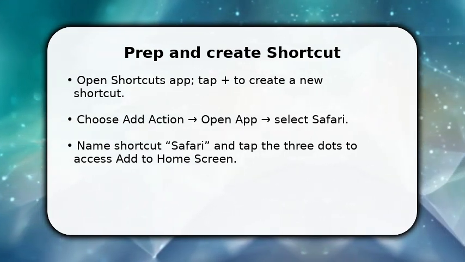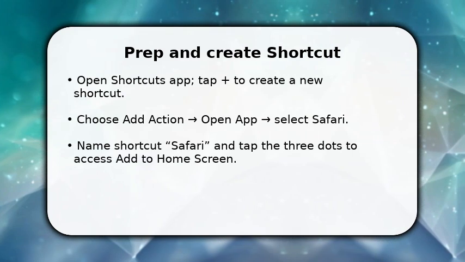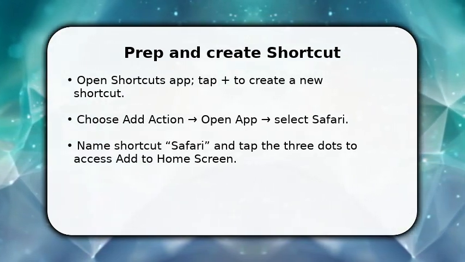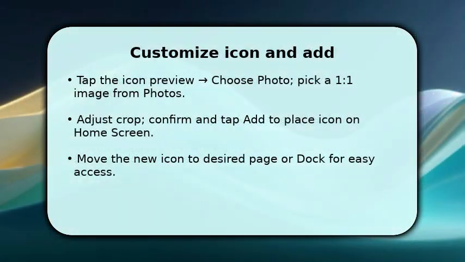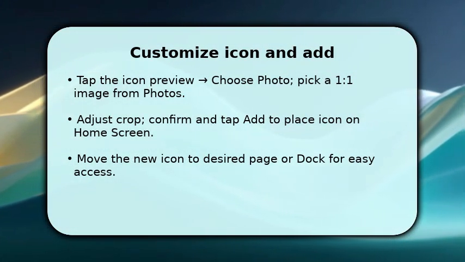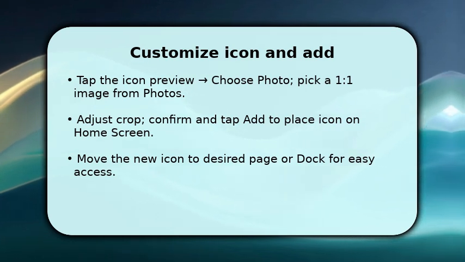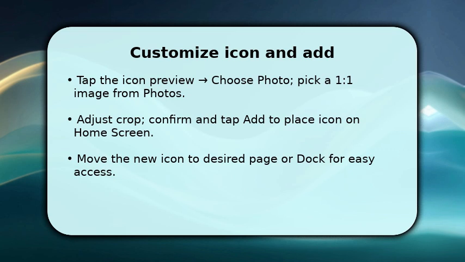Make sure your icon art is square and save to Photos so adding it is immediate and clean. Next, you assign the visual. Tap the icon preview and add to home screen, select photo, and choose your custom image. You can zoom and position to fit. This ensures the glyph looks right at small sizes.